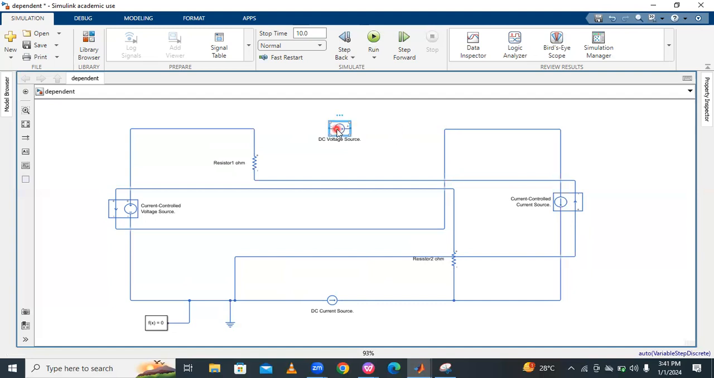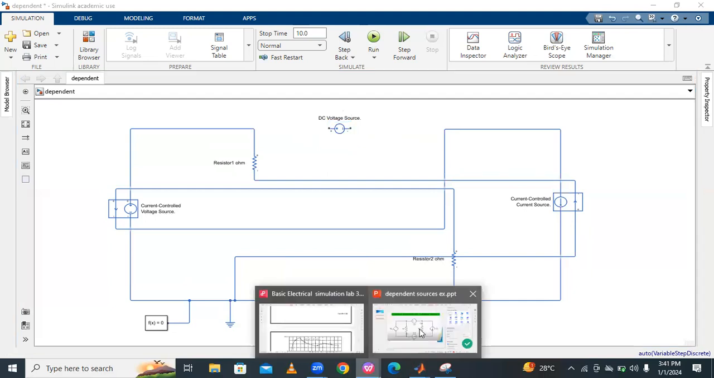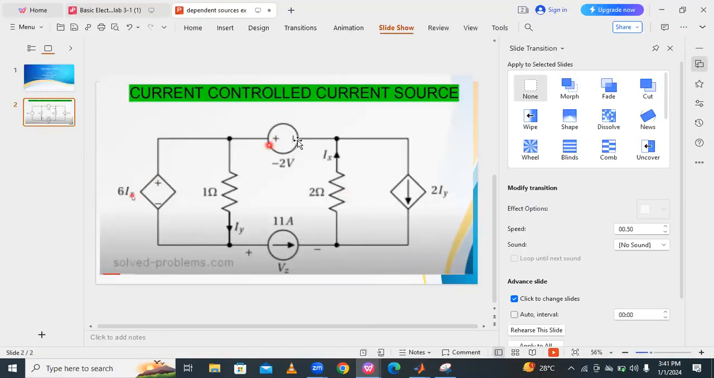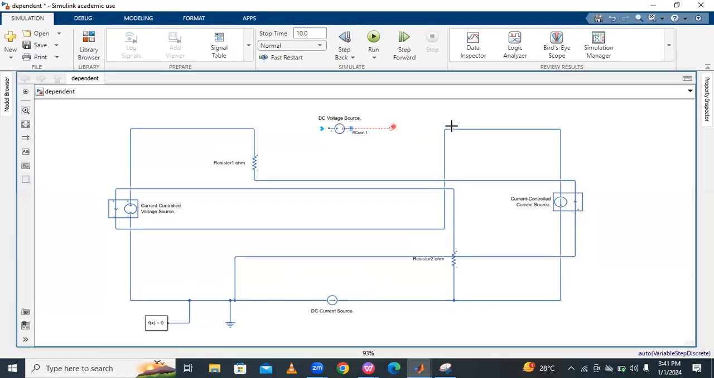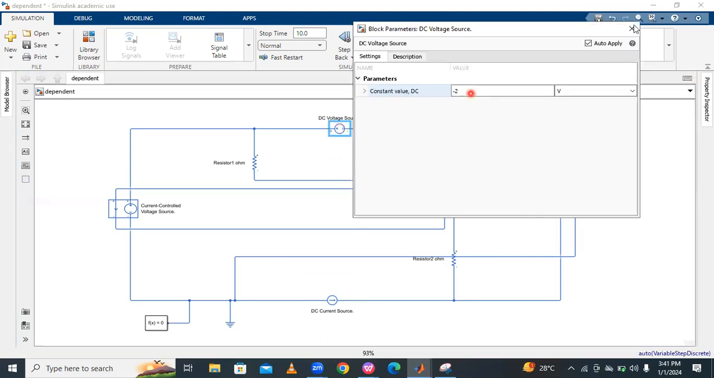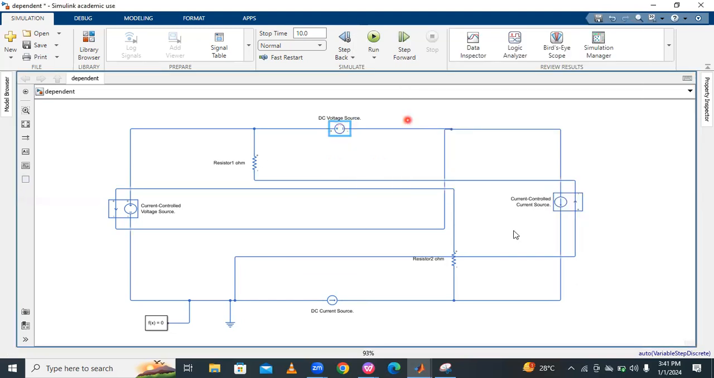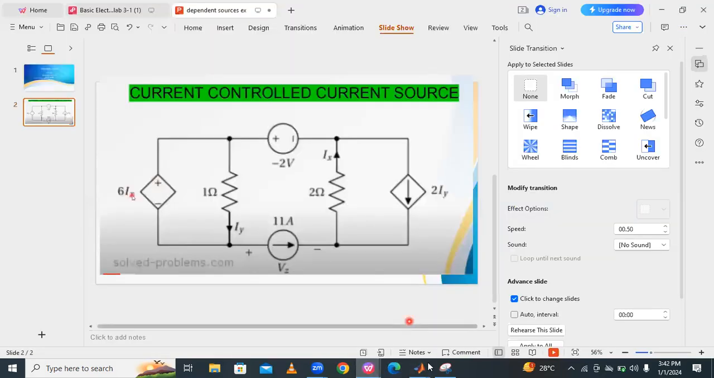So control R, rotate like this. Left side is positive and right side is negative. That's why connect like this and connect again. And open this minus 2 volts. Okay, fine. So this is the connection and also the current direction here, right side is okay, fine.